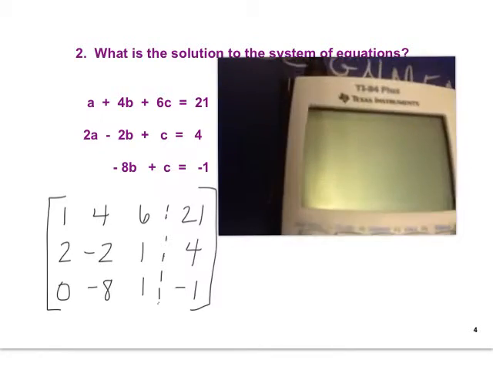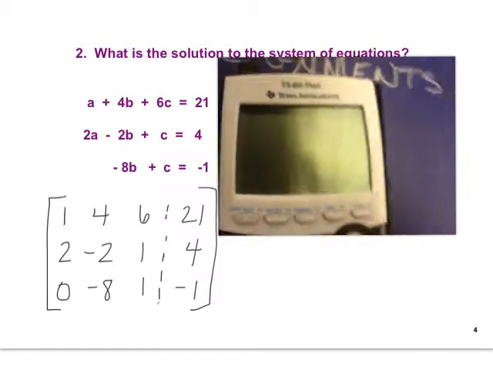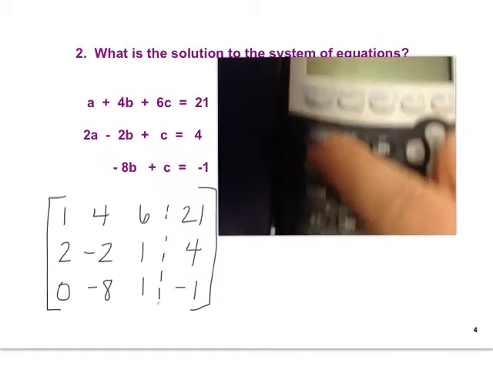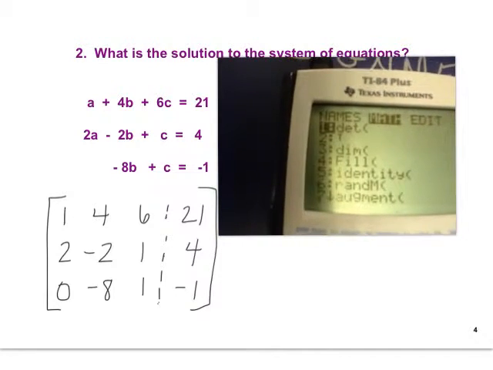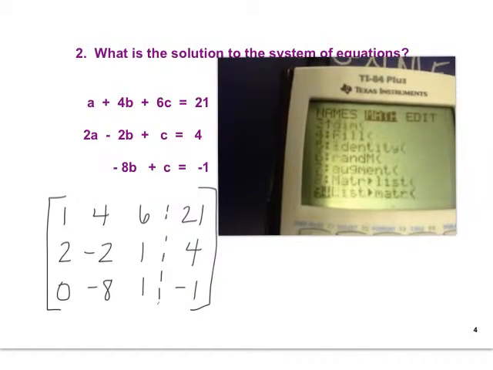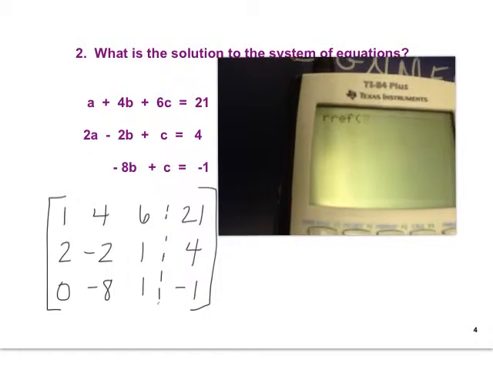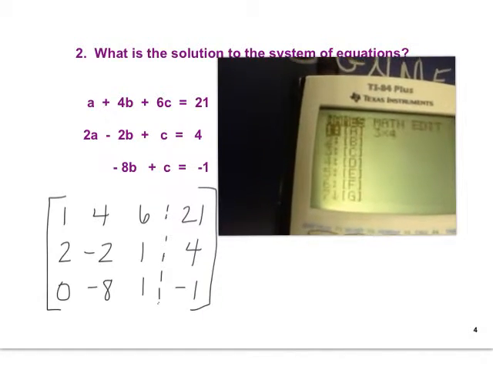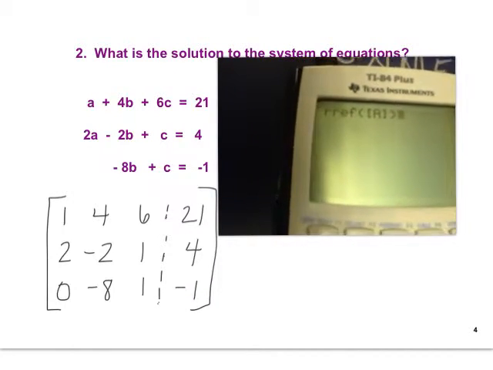quit. Alright, I'm on the home screen, and I want to put that named matrix in what we call reduced row echelon form. So go to the matrix menu again. Second, matrix, and we have to go over to math. And again, we're going to scroll down our list till we find reduced row echelon form, RREF. And then I'm going to put the named matrix that I created. Second matrix, I created matrix A. And I'm going to hit enter.